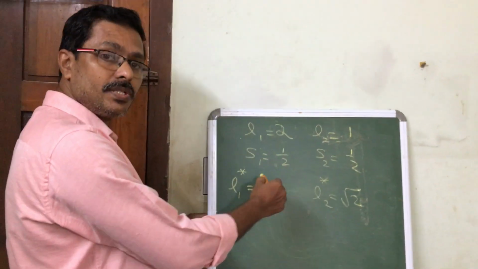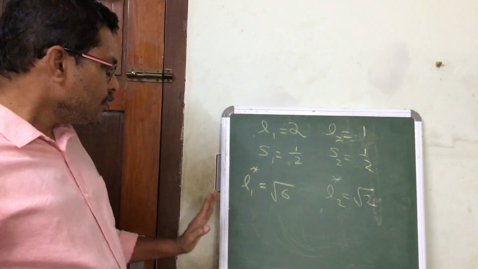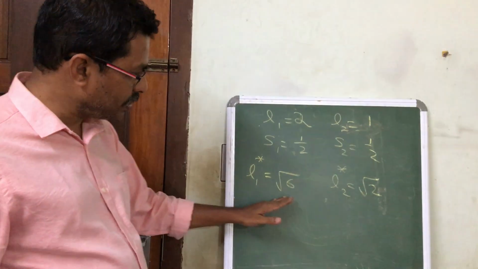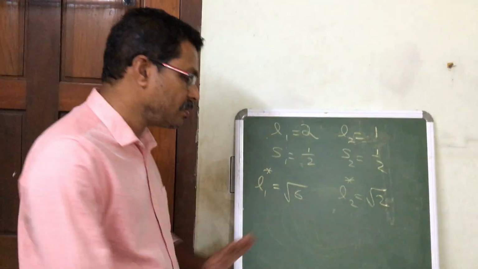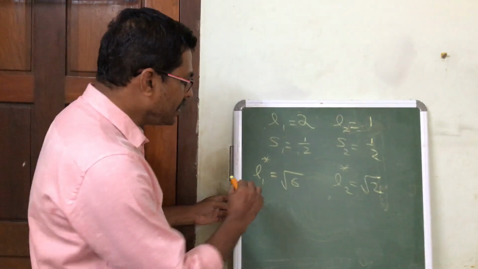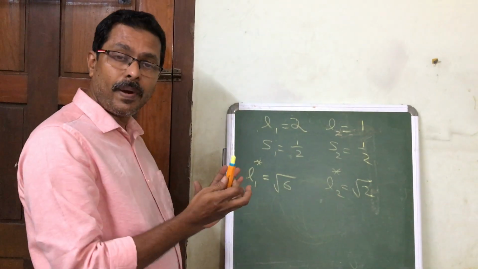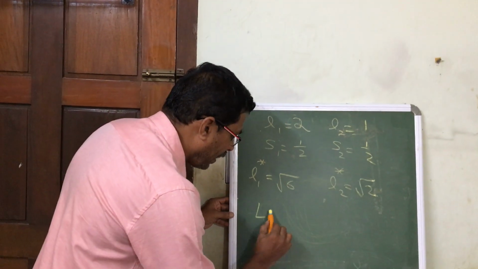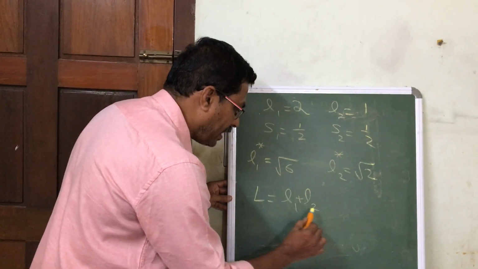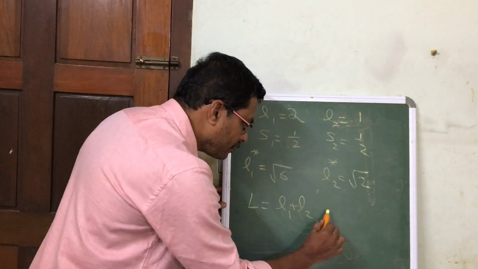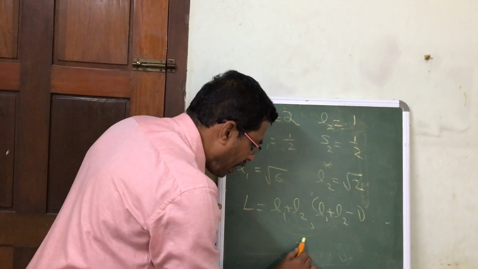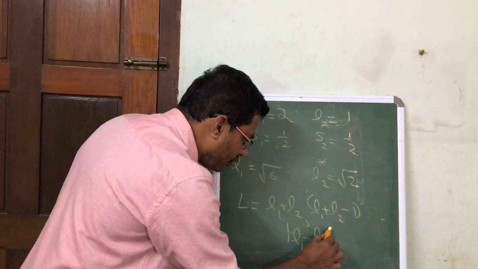The case of S we can discuss later. So you have two vectors, L1 star as well as L2 star, with root 6 and root 2 units. So how will they combine? According to our theory, L1 and L2 will combine to give a resultant L value, such that they can have values L1 plus L2, the next value you will write as L1 plus L2 minus 1, etc., up to L1 minus L2.